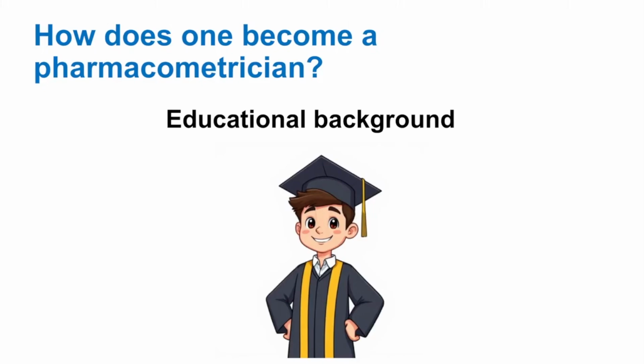There is no single degree required to become a pharmacometrician, and people enter the field through a variety of educational pathways. However, most pharmacometricians have an advanced degree, such as a master's degree or a PhD. These degrees are often in pharmacometrics, pharmaceutical sciences, engineering, mathematics, statistics, or other related disciplines. What these backgrounds typically have in common is a strong foundation in quantitative thinking and the life sciences.